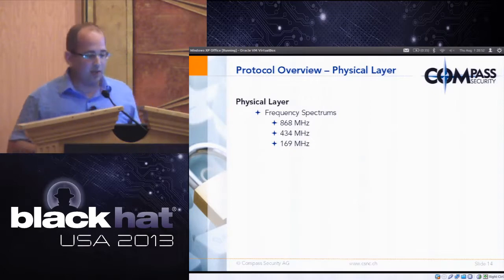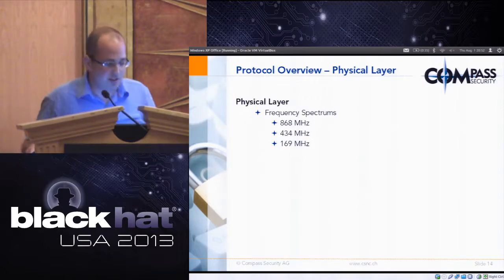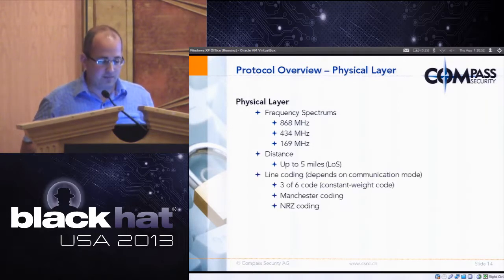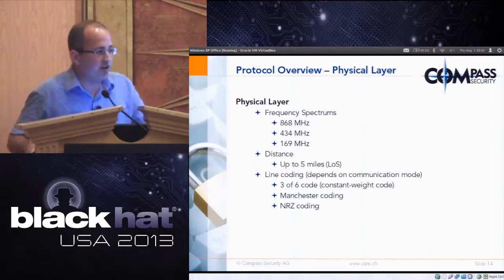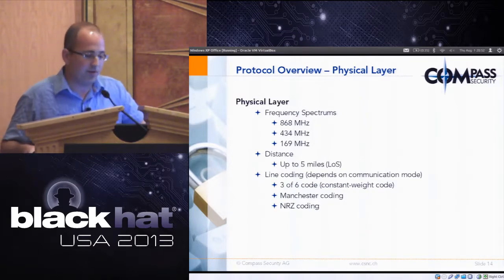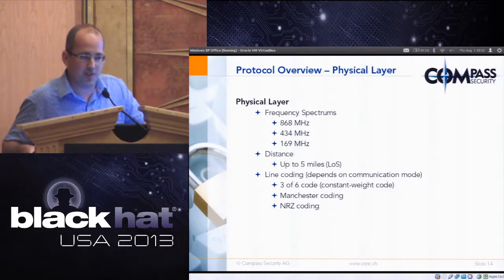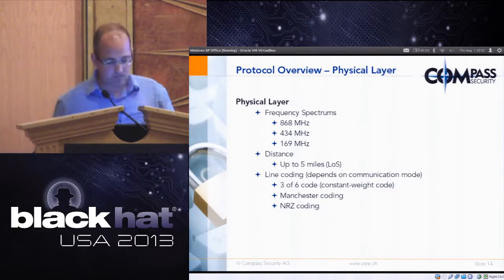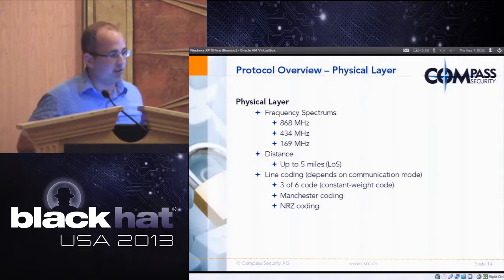So at the physical layer we have different frequencies used. We have 868 megahertz, 434 megahertz, and 169 megahertz, whereby the 169 megahertz is used for transmission over long distance, so we're talking about 5 miles. The other frequencies are actually used within a more narrow scope, so we're talking about 100 meters. There are different line codings.